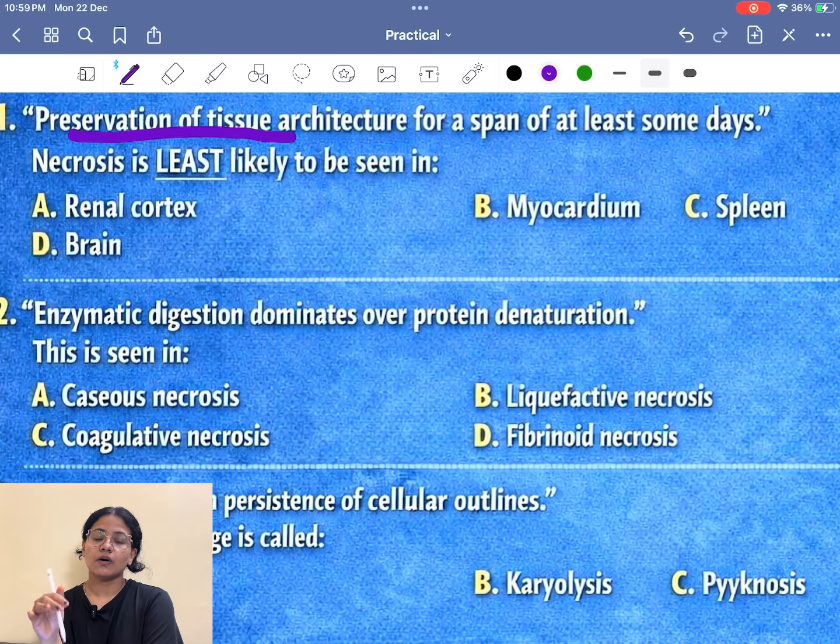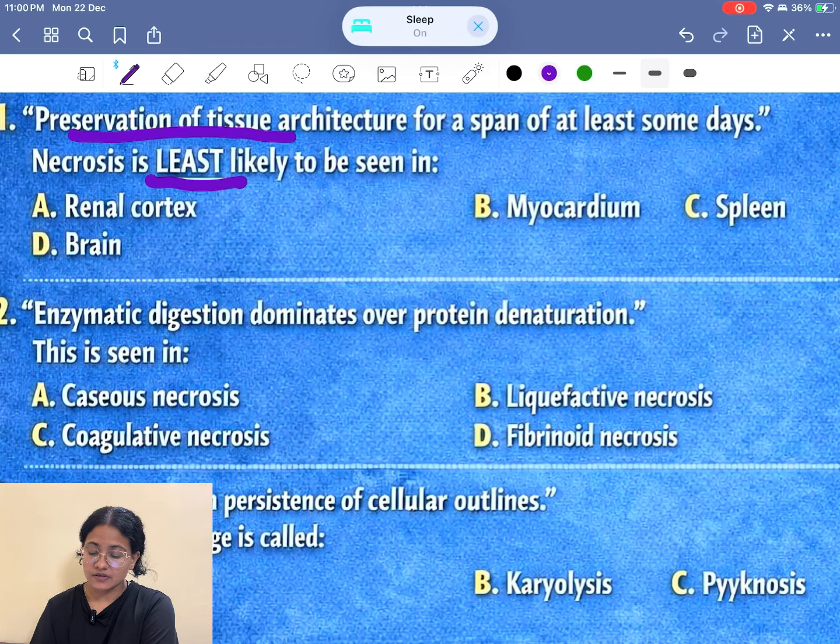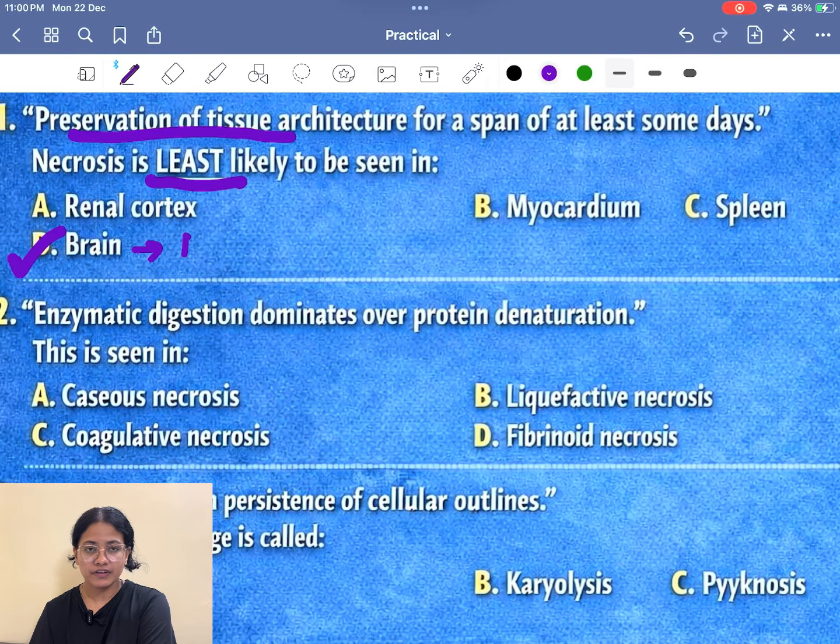So what is the thing with all of these questions that you encounter in NEET and INI? They usually write not true, likely to be, not likely to be. So always make a mental note that it is not likely, not true, false. Here it is written necrosis is least likely, meaning it should not be seen in. So first option is renal cortex. Of course not. We saw the wedge-shaped infarct was in renal. Myocardium, no. Spleen, no. And then the next one is brain. So why am I saying it? The answer is brain, because in brain you know that you have liquefactive necrosis.